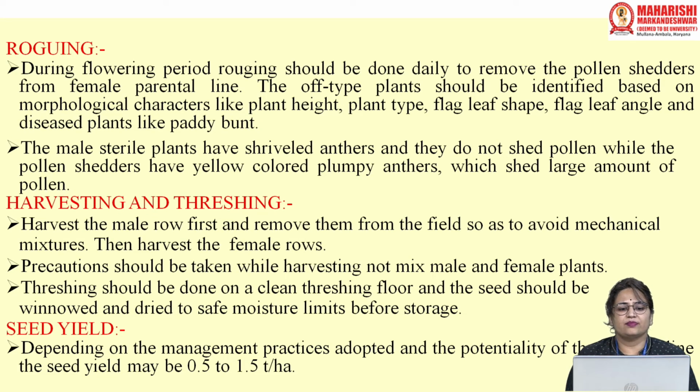The male sterile plants have shriveled anthers and they do not shed pollen, while the pollen shedders have yellow colored plumpy anthers which shed a large amount of pollen. Yes, we can also identify male fertile or male sterile plants in the field. The male sterile plants have shriveled anthers and do not shed pollen, while the male fertile plants have plumpy, yellow, bright anthers which shed a large amount of pollen.